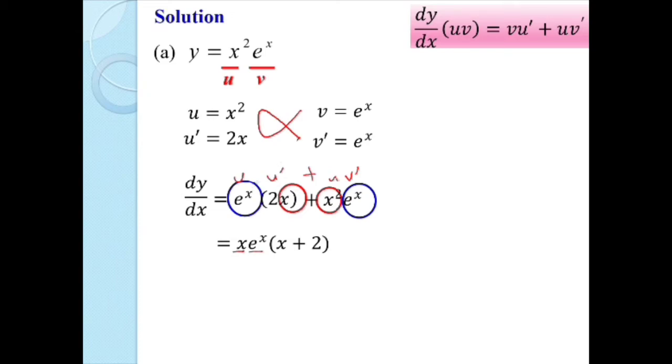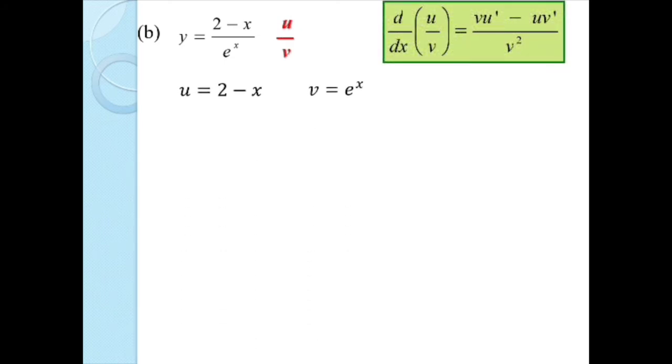What's left on the left side, after you've taken out e power x and x power 1, is only 2. Next, after you factorize e power x and x power 1, what you're left with is just x power 1. So this is the most simplified version of the answer. Now look at question B.